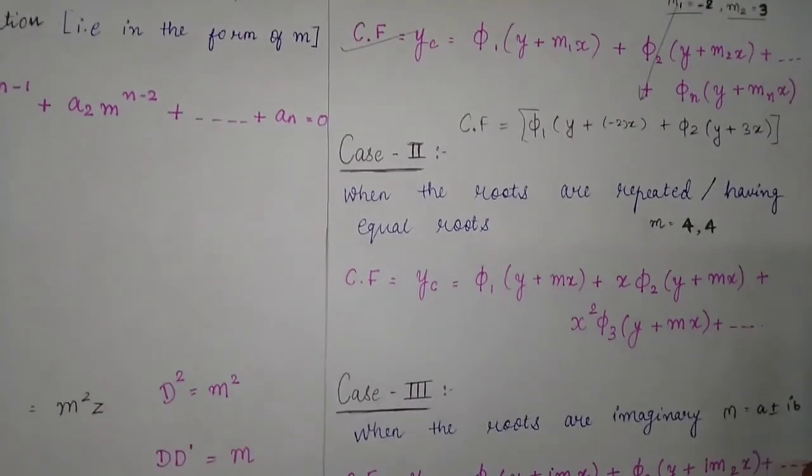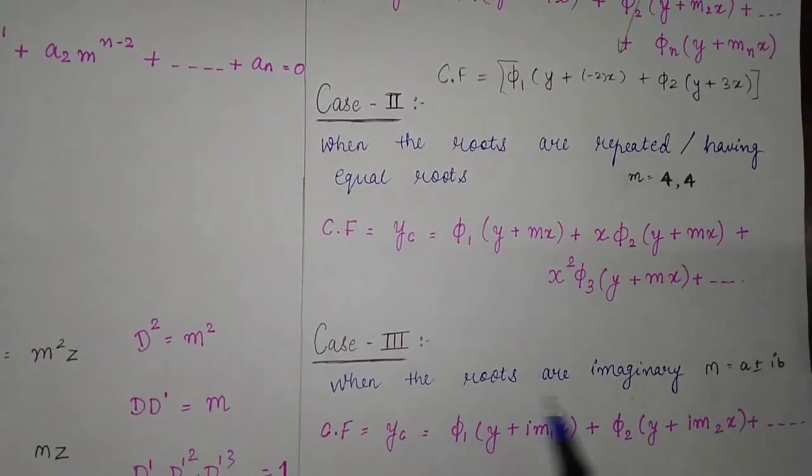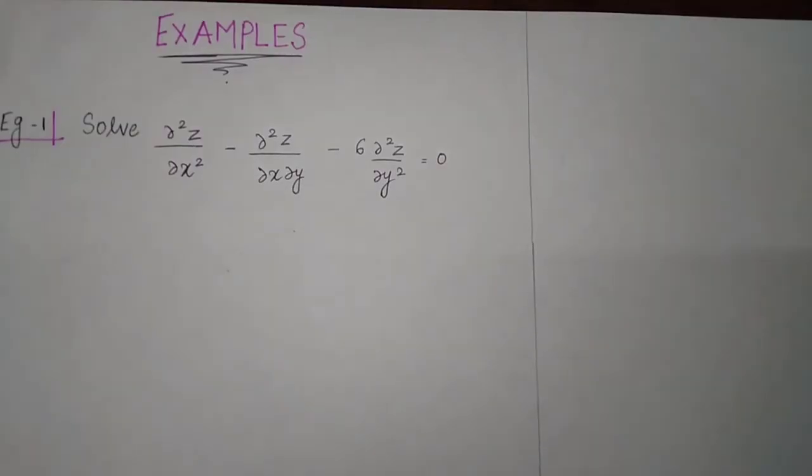And the third case is when the roots are imaginary, that is, in the form a plus or minus ib. If my roots are in imaginary form, then the formula of the complementary function is given by phi1 of y plus i m1x plus phi2 of y plus i m2x. Okay, so now we will see examples of how to find the complementary function in any given example.